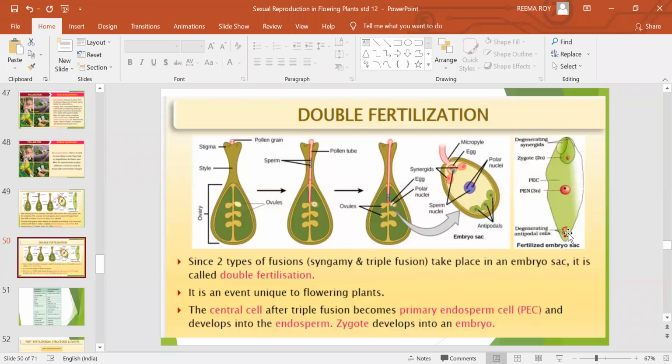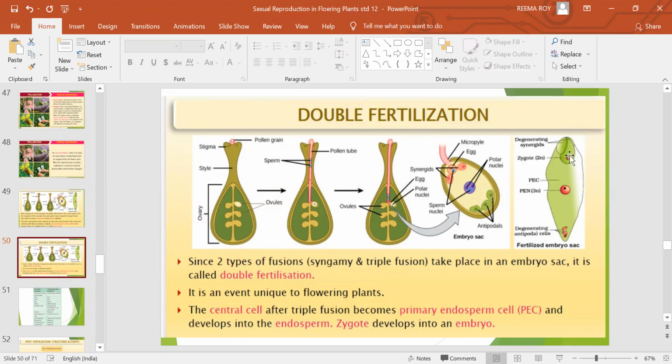पहला क्या होगा? एक मेल गैमेट एक एग के साथ फ्यूज होगा टू फॉर्म अ जाइगोट. जाइगोट कहाँ है? माइक्रोपाइलर एंड में है. ये देखो यहाँ है. You can see where I am pointing. Yes, ma'am. Sorry, not over there. Here. Extremely sorry. जाइगोट यहाँ है.